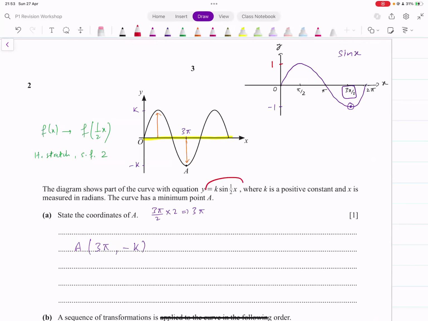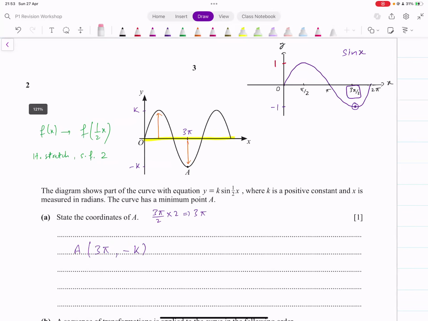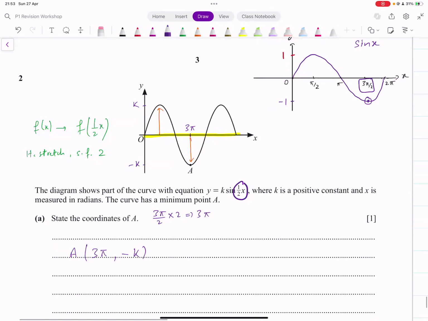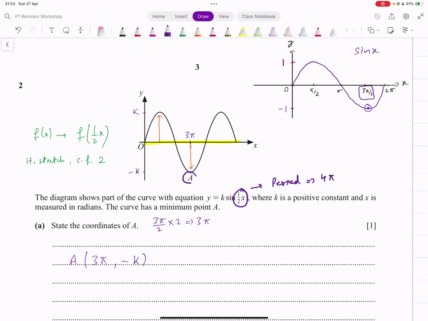Now, what's the function? It's k sine of half x. You know what transformation is happening in the horizontal direction. Half x. What does that mean? The period becomes double, right? It's a horizontal stretch, scale factor 2. What's the period of the original sine graph? For the original sine graph, the period is 2 pi. For this, the period becomes 4 pi. It's a horizontal stretch, scale factor 2. Okay. They want us to find the coordinates of this point A.